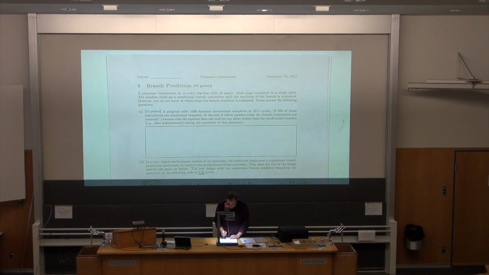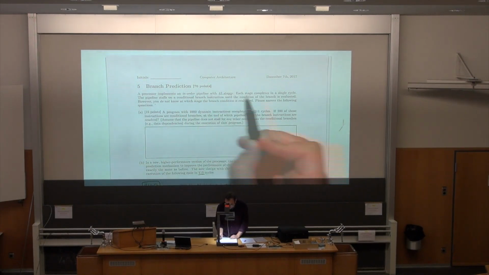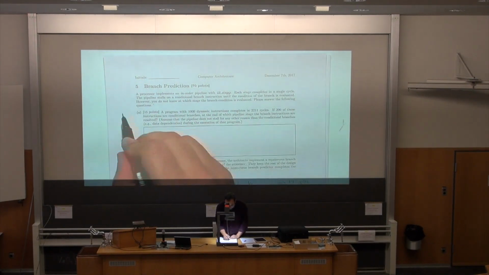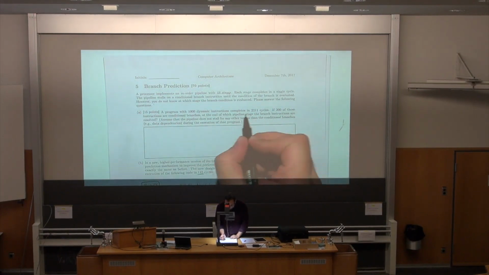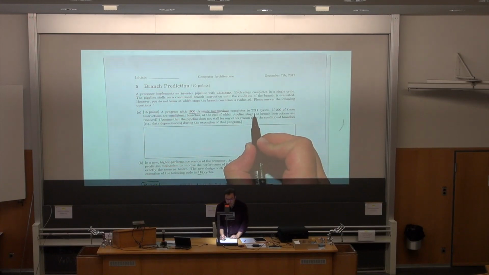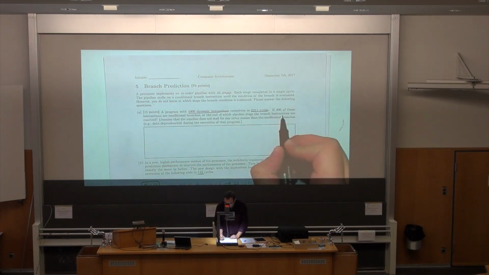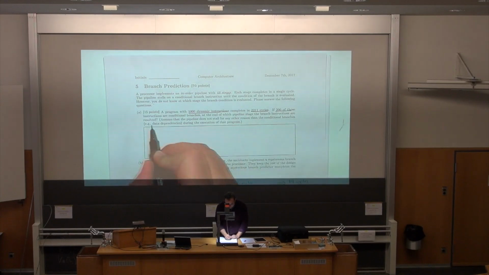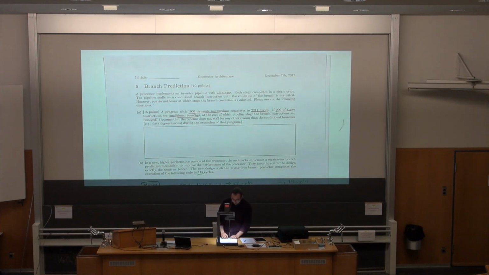And we have an in-order pipeline with 12 stages, and it's single cycle, and so on. We have a program with 1,000 dynamic instructions, and it takes 2,011 cycles here, and 200 of those instructions are conditional branches, right? So the thing we don't know is how much time we spend to understand the results of the branch. The question is asking for that. Branch instructions are resolved when?